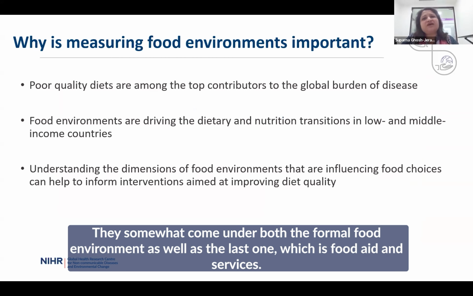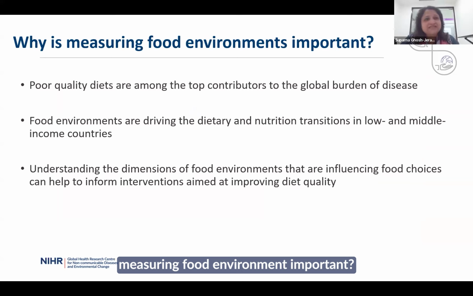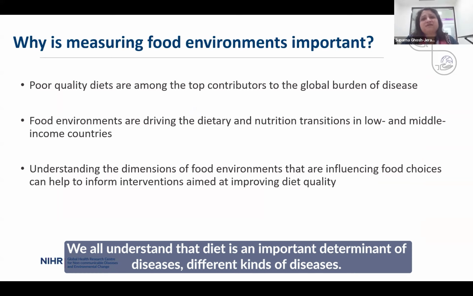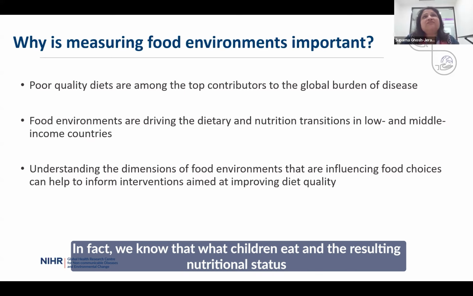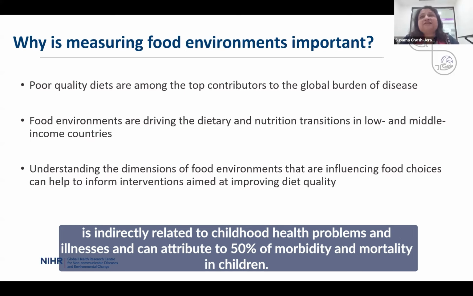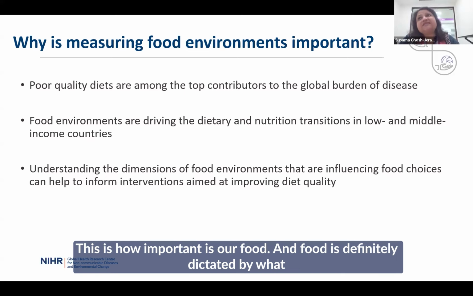Why is measuring food environment important? We all understand that diet is an important determinant of different kinds of diseases. It's a risk factor. Poor quality diets are among the top contributors to the global burden of disease. In fact, we know that what children eat and the resulting nutritional status is indirectly related to childhood health problems and illnesses, and can be attributed to 50% of morbidity and mortality in children. This is how important our food is.